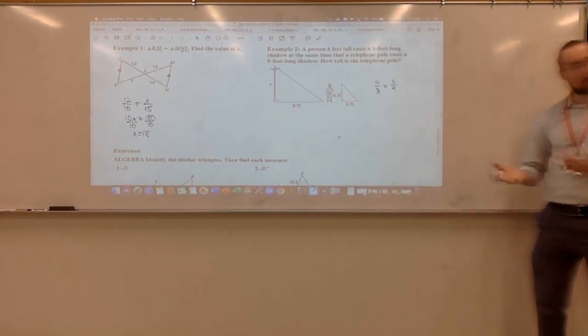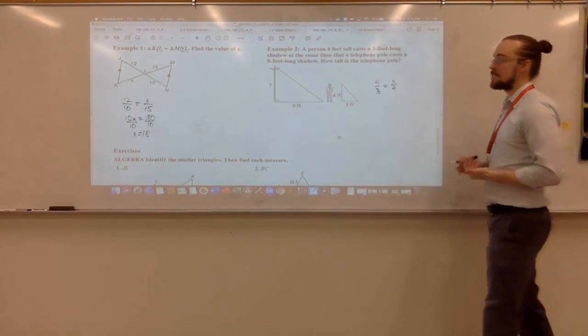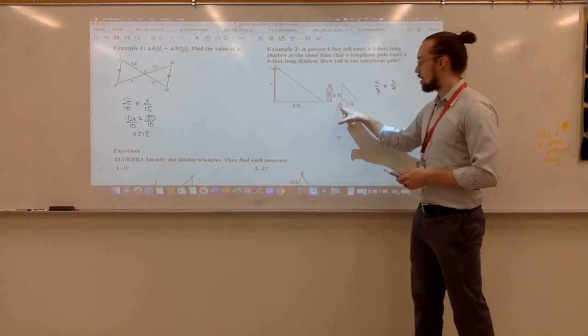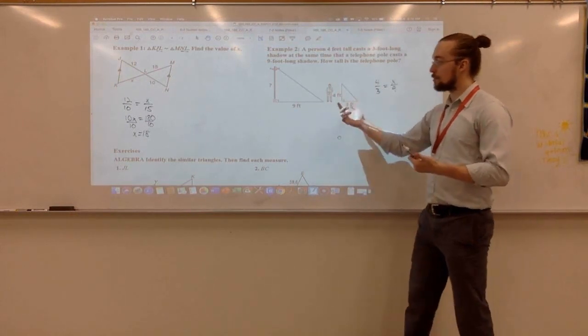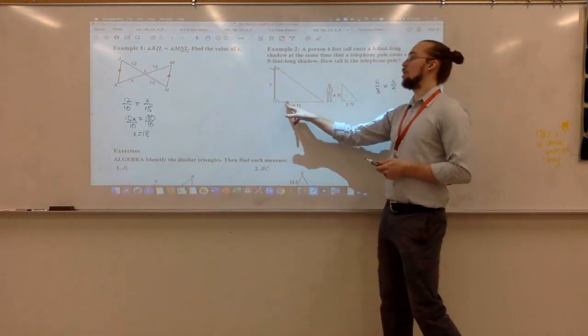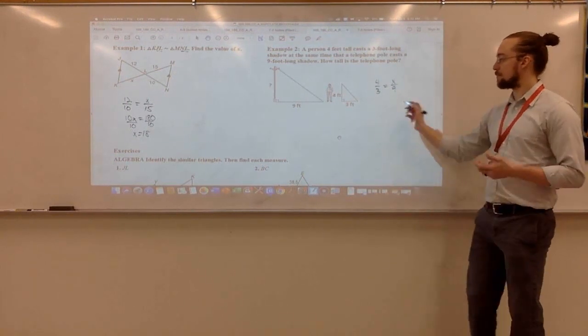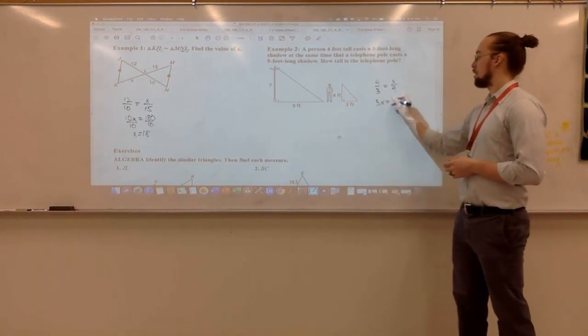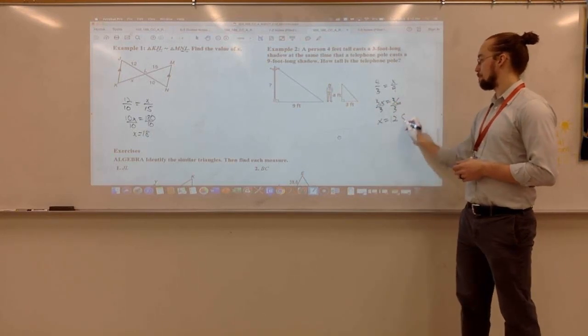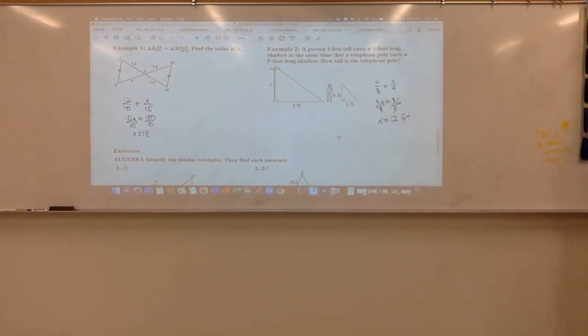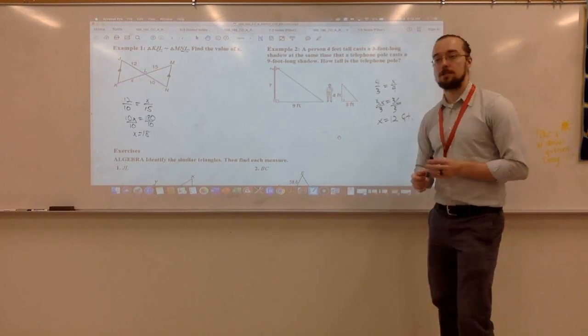The only thing we need to make sure of is we're consistent. Since I put this side of the triangle over this side, like the height over the width, I have to be consistent and say height over width for this one. So cross multiply, divide, and the height of the telephone pole would be 12 feet. Questions?